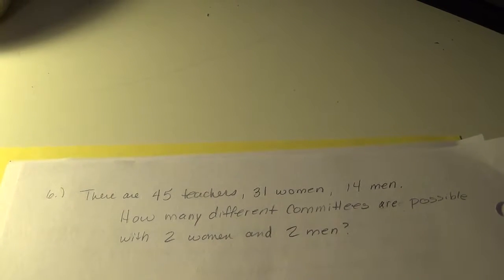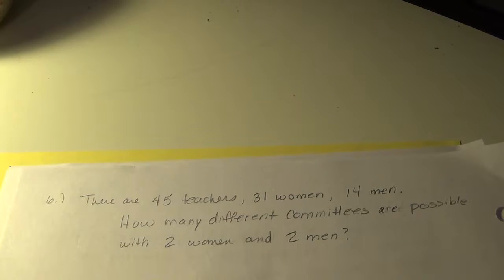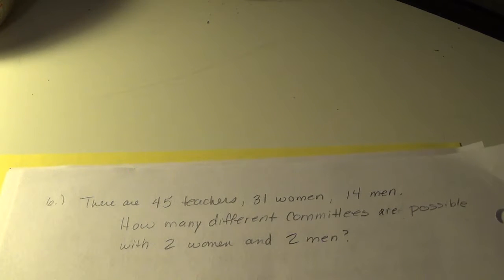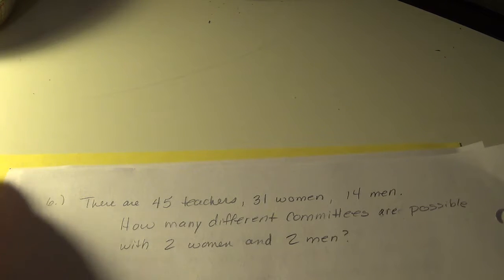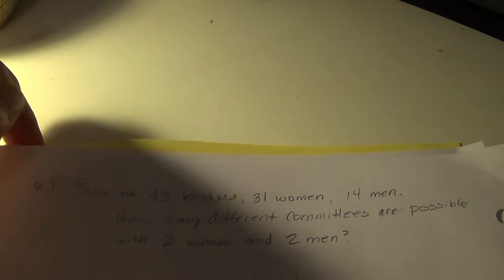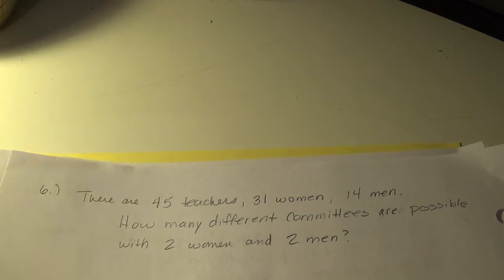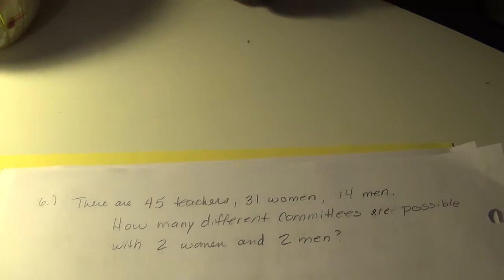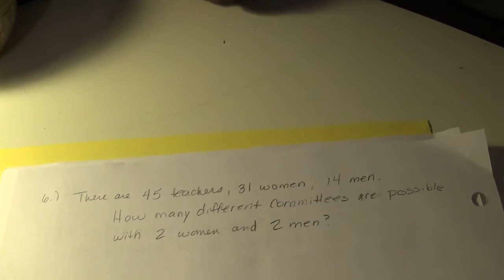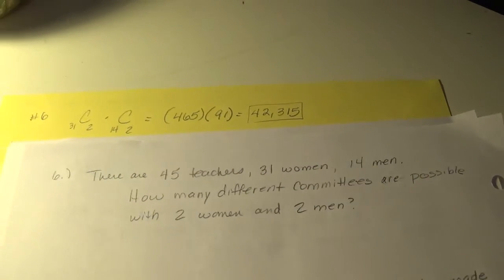Number 6. There are 45 teachers, 31 are women, 14 are men. How many different committees are possible with 2 men and 2 women? So this one we'll recognize to be a combination. Committees are always combinations because the order doesn't really matter. If I'm on the committee and you're on the committee, it's the same as if you were on the committee and I'm on the committee. So the arrangement doesn't matter.